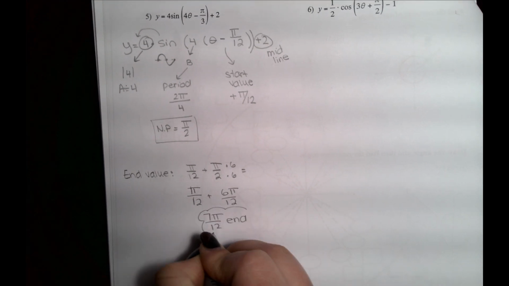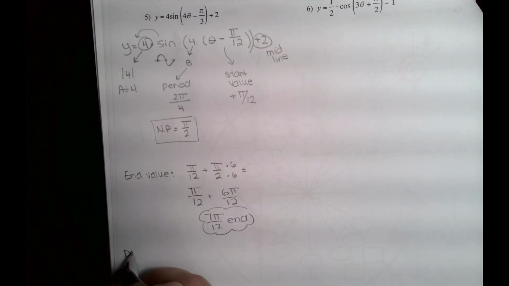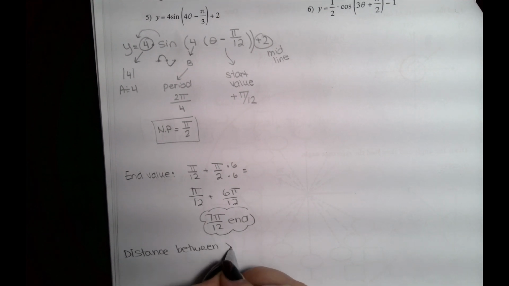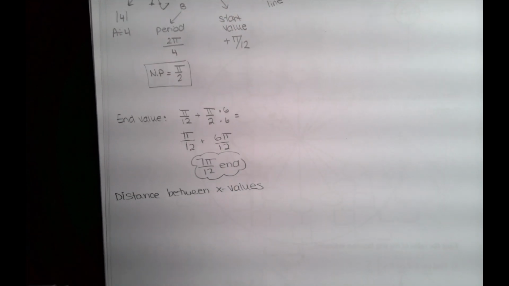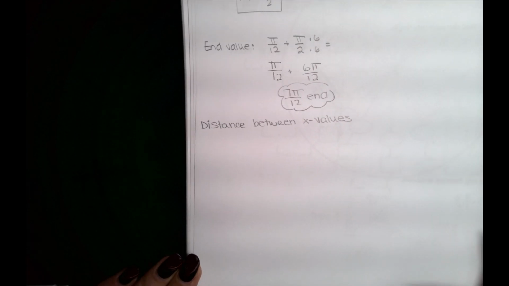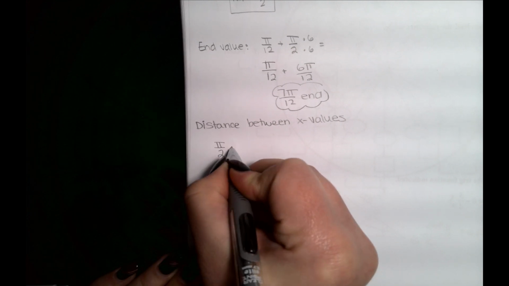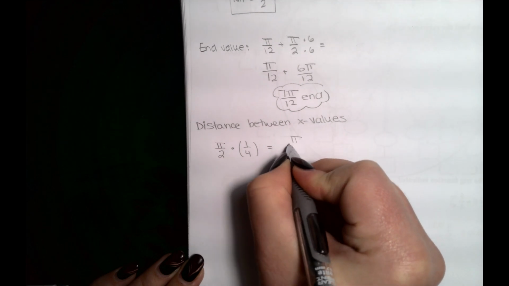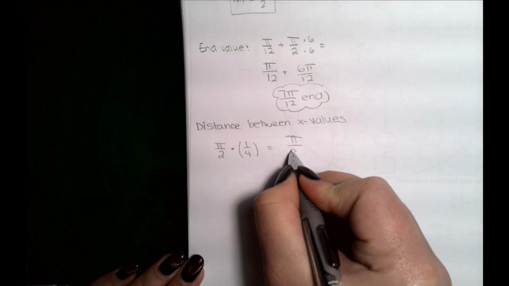The next thing that is not given to you straight from the formula is your distance between jumps, or your distance between your x values. Your distance between x values is found by taking your period and multiplying it always by 1/4. This 1/4 doesn't change. So I get pi over 4 times 2 is 8. Sorry, 4 times 2 is 8, not 18.